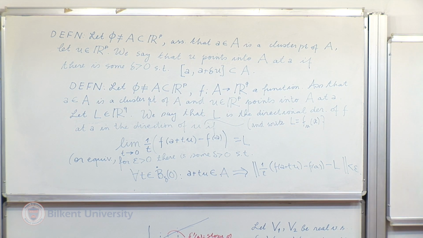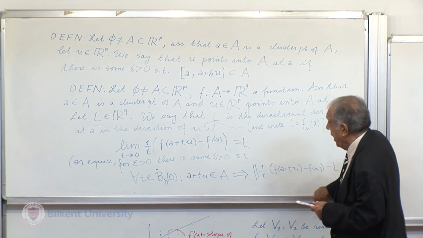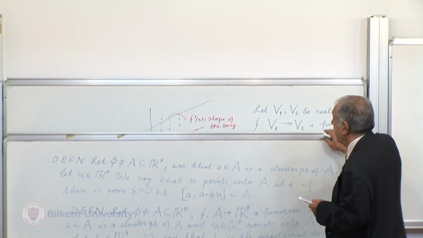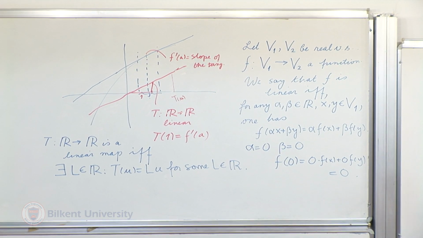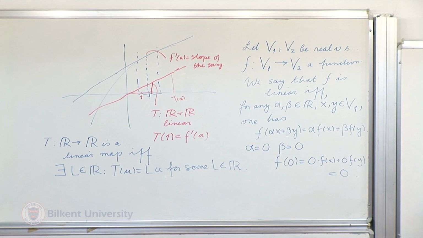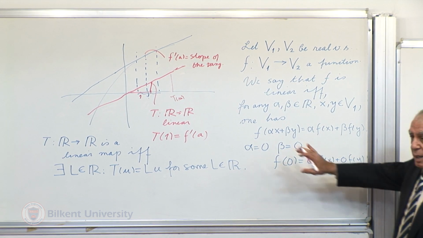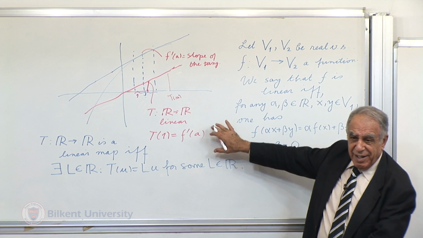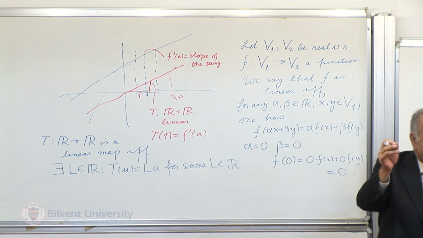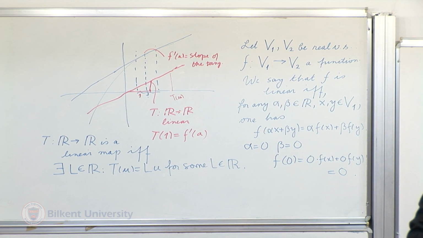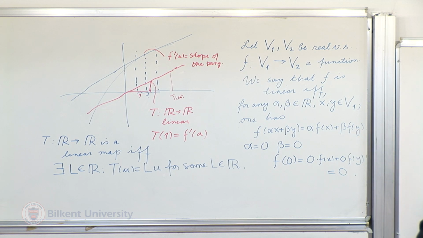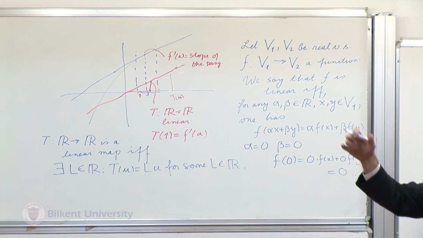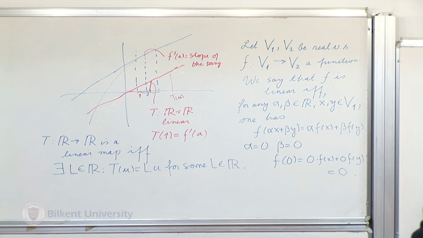Now, let's get back to this situation again. I will not write, but let's assume we have this setup. That is, A is a subset of R. F is on A with values in R. Lowercase a is in cap A and is a cluster point of cap A. And assume that f prime a exists.